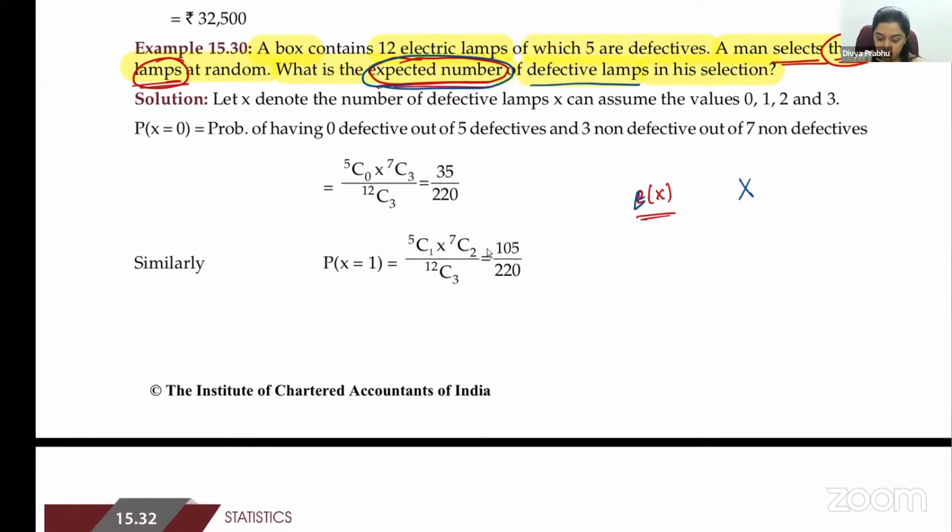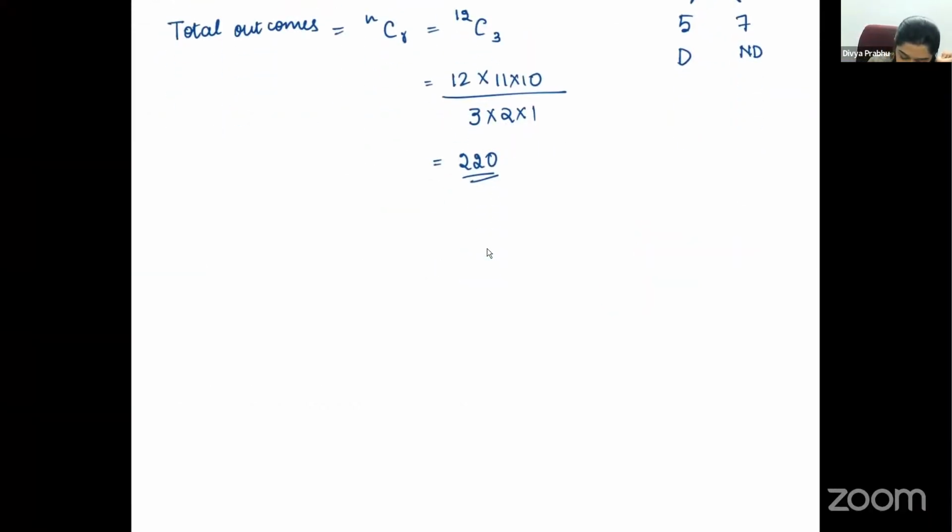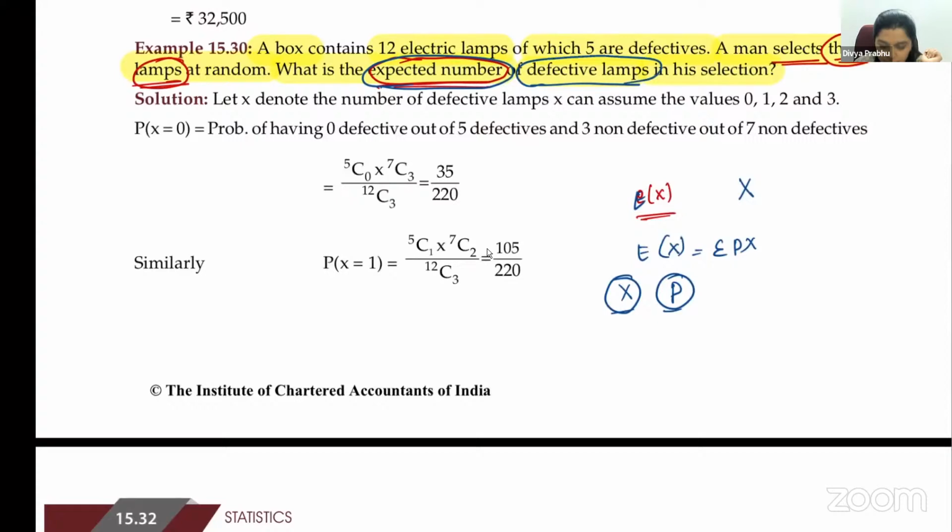We are back now. Like I told you, whenever you have to calculate expected value of X, the formula is summation P into X, which means you need X values and P values, correct? So first we will see what is X, then we will see their probabilities. Always define X as what is asked in the question. What did they ask you? Expected number of defective lamps.